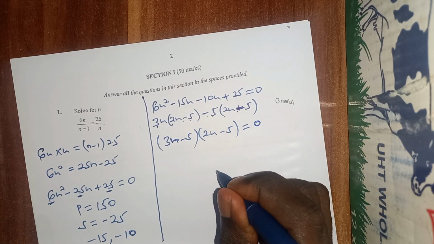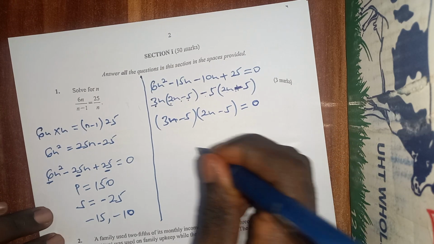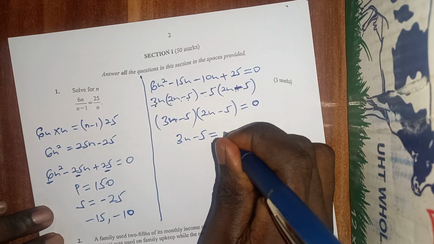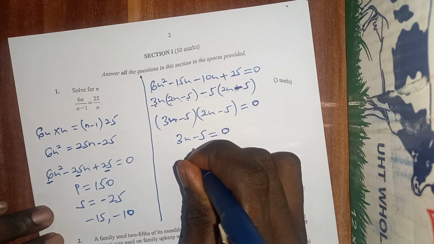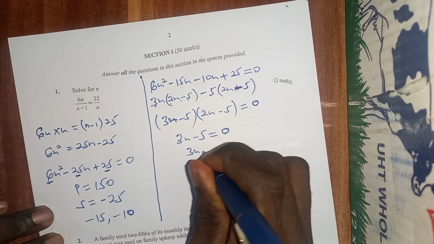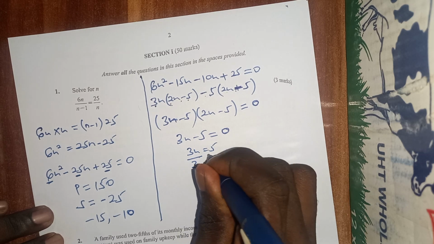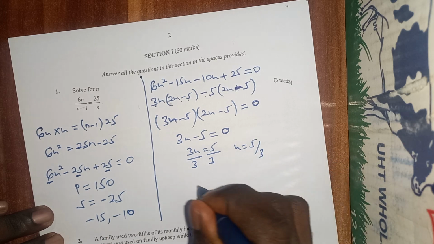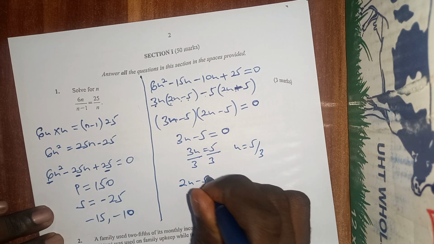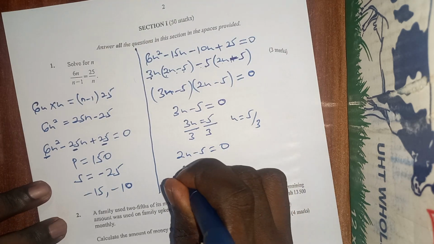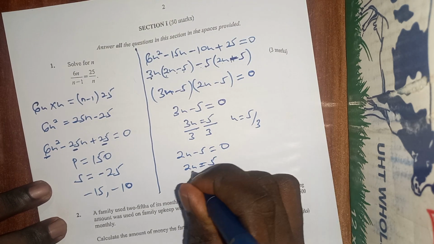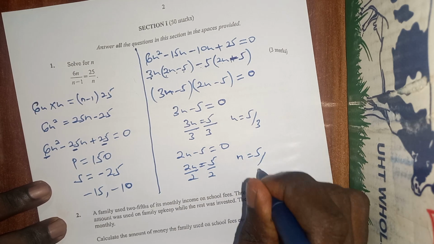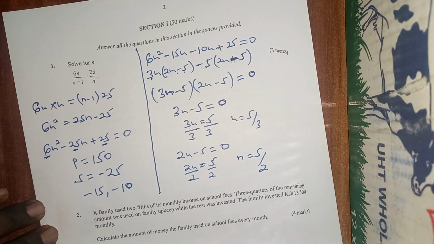So we can have two possible values of n. First one is 3n minus 5 is equal to 0, which gives us 3n is equal to 5, divided by 3 on both sides. That gives us n is equal to 5 over 3. Then the second one is 2n minus 5 is equal to 0. So we have 2n is equal to 5, divided by 2 on both sides. Then we have n is equal to 5 over 2. Okay, so that's how we solve the first question.